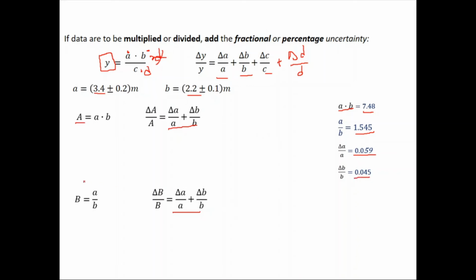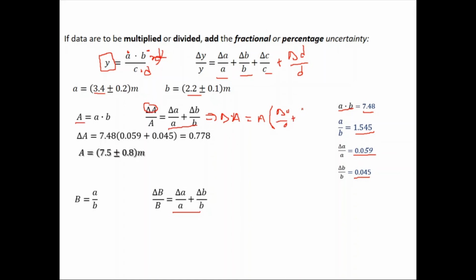So now we can calculate the uncertainty in area. We are going to calculate delta A. If we rearrange this formula, delta A will be equal to A times delta a over a plus delta b over b. So here we have multiplied with the A, which is this one, and multiplied with the delta a over a plus delta b over b. They are here. So it's going to give us this value. This is the uncertainty in the area.